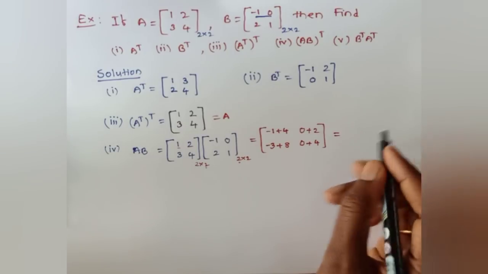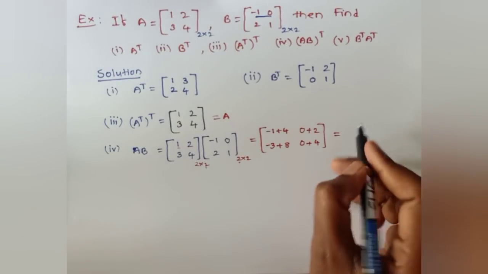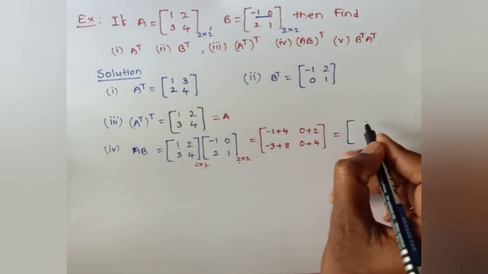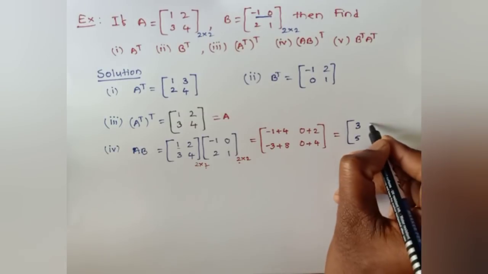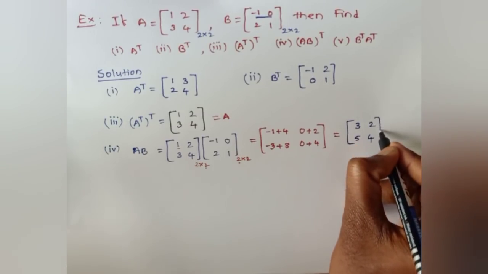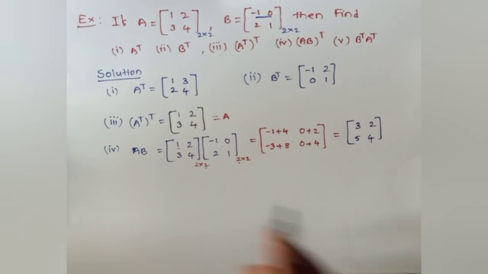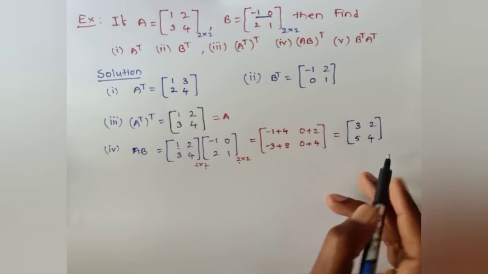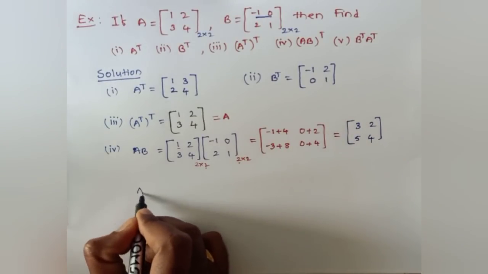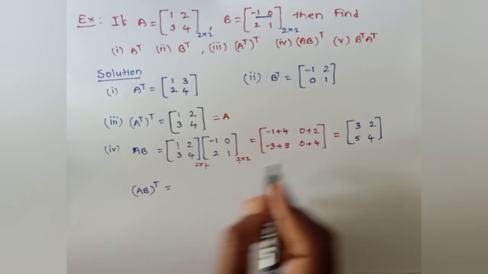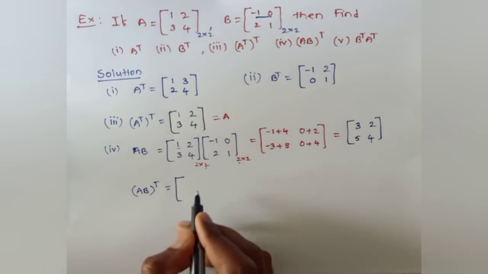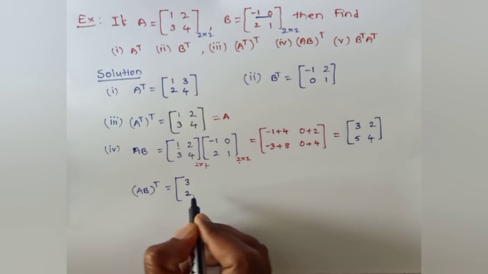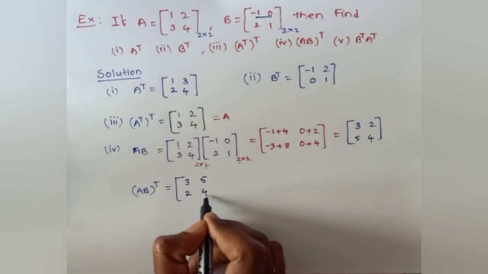Now this is equal to, the resultant of AB is, now -1 plus 4, this is 3, 5, 2, 4. So the product of AB is 3, 2, 5, 4. But our question is AB whole transpose, by interchanging the rows into columns of AB, that is 3, 2, 5, 4.